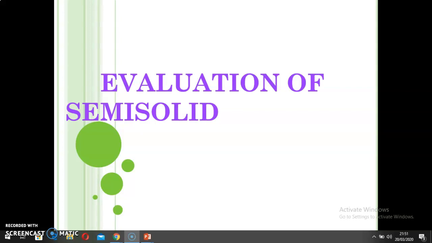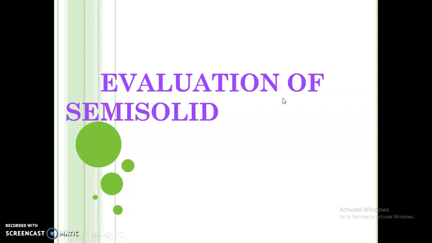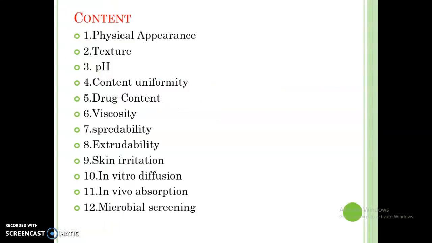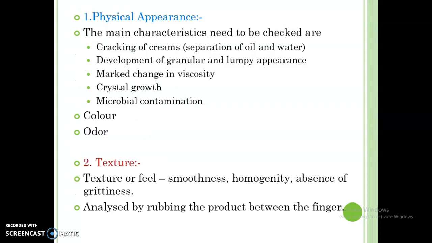In the evaluation of semi-solids, the parameters are physical appearance, texture, pH, content uniformity, drug content, viscosity, spreadability, extrudability, skin irritation, in vitro diffusion, in vivo absorption, and microbial screening. So the first is physical appearance.